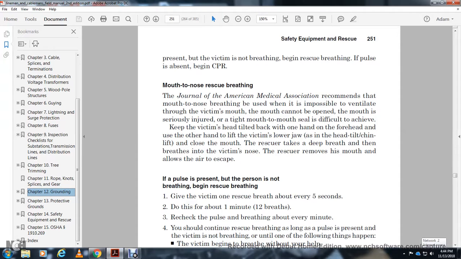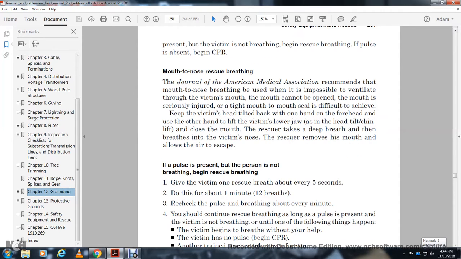Mouth to nose rescue breathing. The Journal of the American Medical Association recommends mouth to nose breathing when it is impossible to ventilate through the victim's mouth. For example, when the mouth cannot be opened, the mouth is seriously injured, or a tight mouth-to-mouth seal is difficult to achieve. Keep the victim's head tilted back, one hand on the forehead, the other hand lifting the victim's lower jaw. Use the head tilt and chin lift to close the mouth. The rescuer takes a deep breath and breathes into the victim's nose. Then remove your mouth, which allows the air to escape.